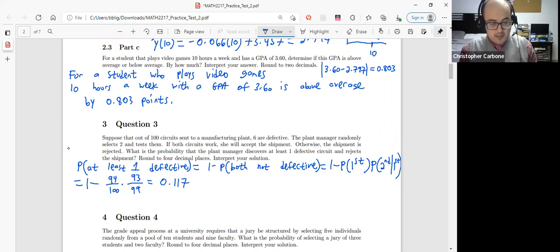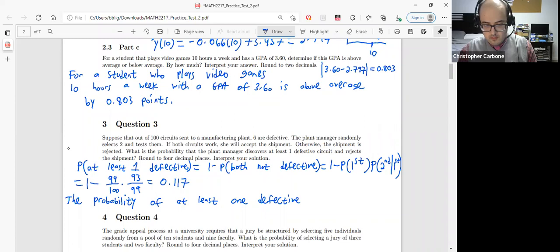So the probability of at least one defective circuit is 0.117. Let me know if you have any questions or concerns.